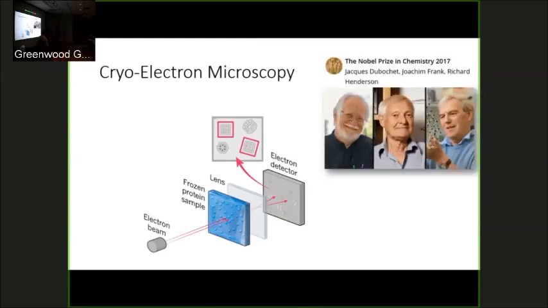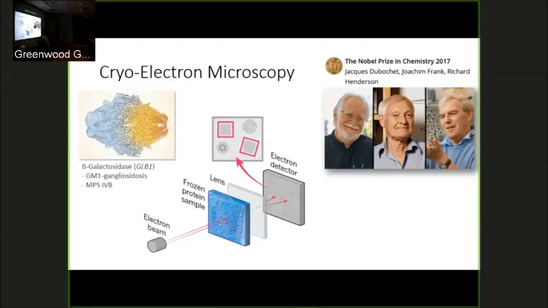The people to be credited for this work are Dubochet, Frank, and Henderson, who were awarded the Nobel Prize this last year in chemistry. And just one molecule that they determined the molecular structure for is beta-galactosidase, a molecule people in this room are interested in because of its role in GM1 gangliosidosis and MPS.